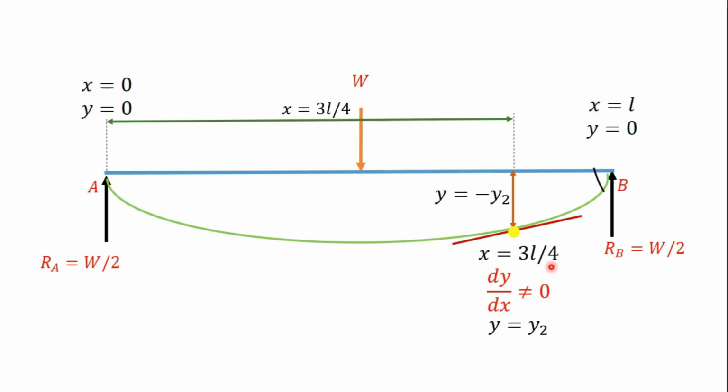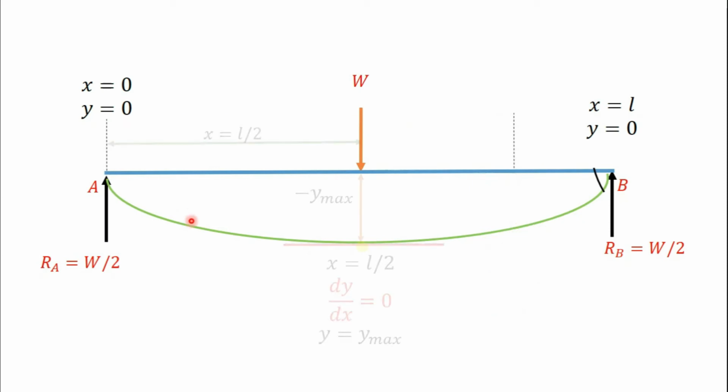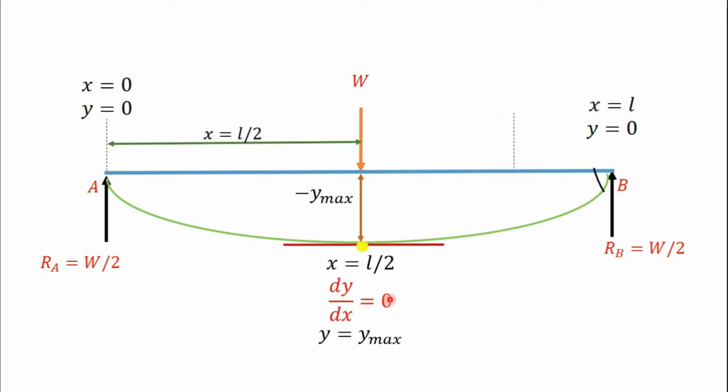So hence we see that these two deflections, that is y1 and y2, are not maximum, and when we put x equals L by 2, then we get dy by dx equal to 0, and you can see the tangent is horizontal, parallel to the x axis, and the slope of a horizontal line is always 0. Therefore we get dy by dx equal to 0, and y will be maximum.